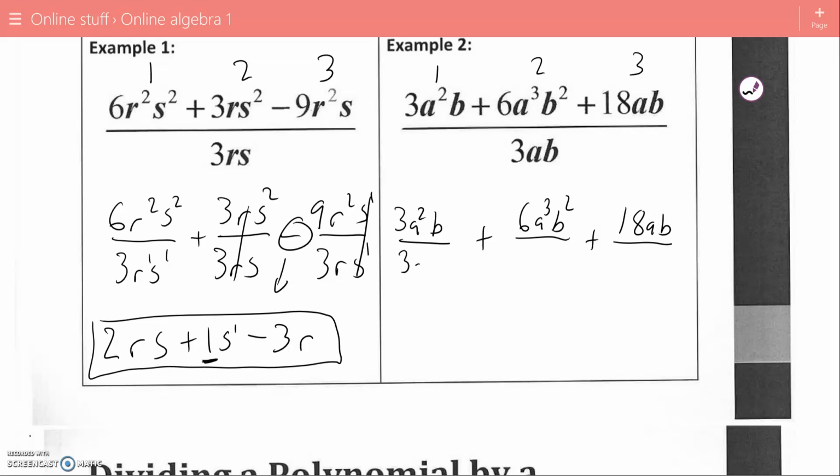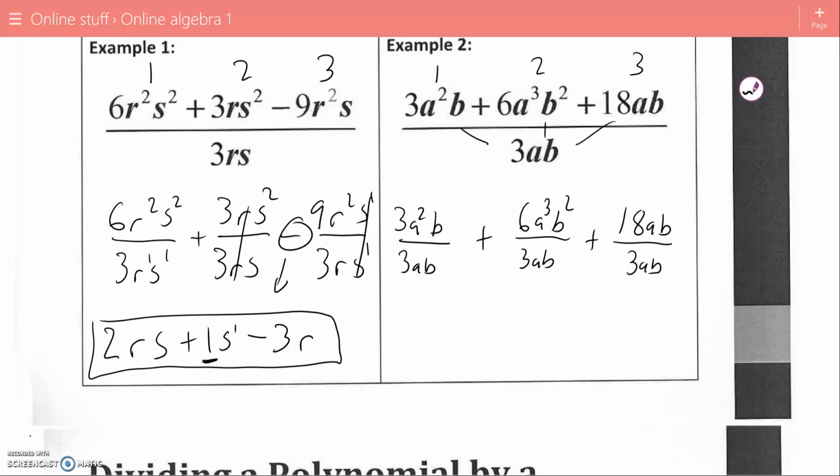I'm going to have 3ab, 3ab, 3ab. Now, if you know to just divide all of them by this, you can do that. You don't have to set it up every time. However, it is helpful to make sure you know, okay, divide the first one, second one, third one. Don't want to miss anything.